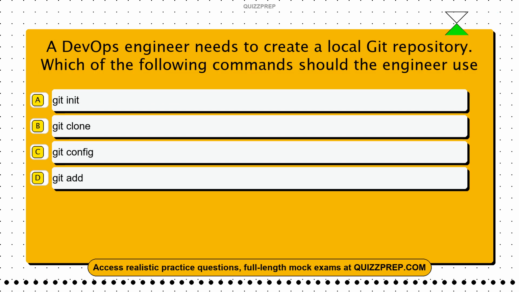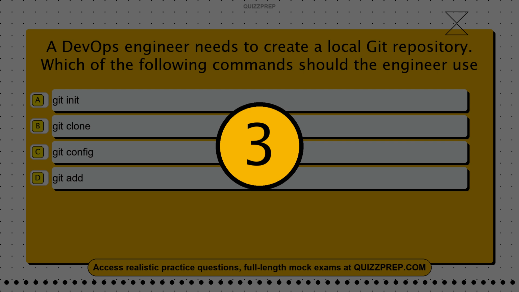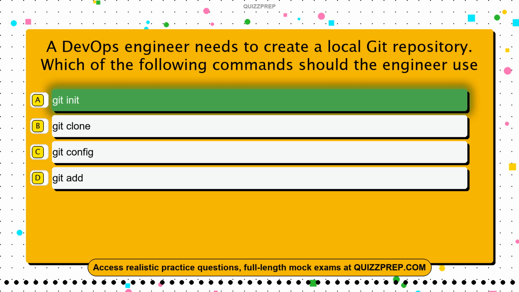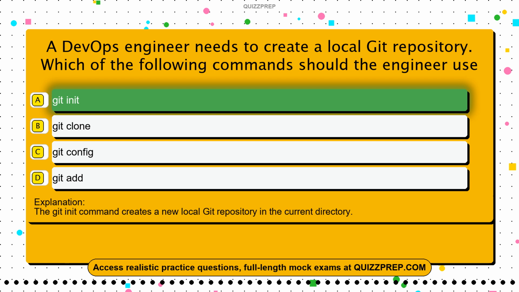Question 47. A DevOps engineer needs to create a local Git repository. Which of the following commands should the engineer use? Option A, git init. Option B, git clone. Option C, git config. Option D, git add. The correct answer is option A, git init. The git init command creates a new local Git repository in the current directory.